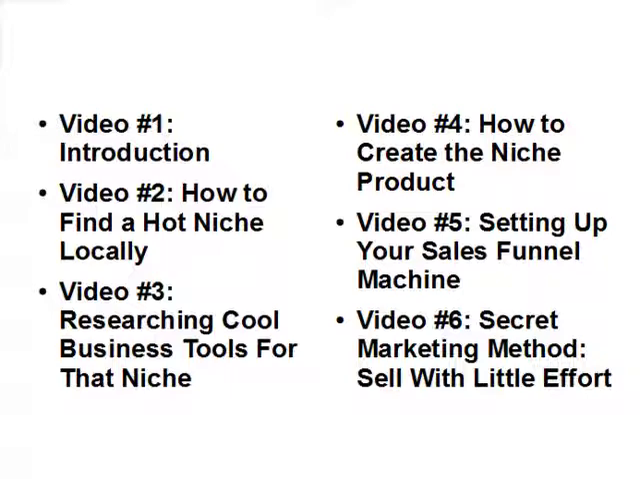And in video 3, I'll talk about researching cool business tools for that niche. Once you find a hot niche, then what? What do you do then? Well, you need to figure out what kind of tools that specific business would use. Some businesses would use software. Some businesses are not technically savvy, so you don't want to use anything related to software. They might use websites. They might not use websites. They might use specific tools other than websites, something that you can physically hold. So the whole idea is to research those cool business tools first. Then once you find that, you can create the niche product in video 4.